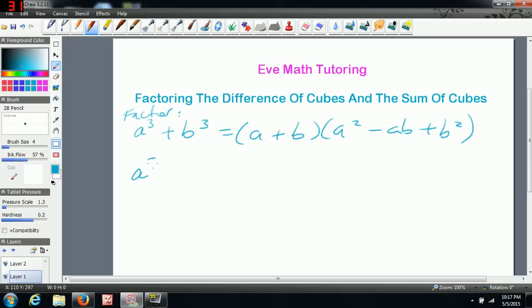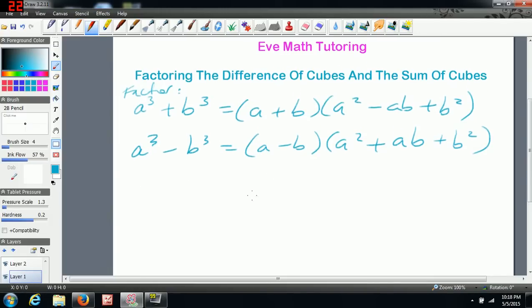So say you're given something like this. That would be factored as a minus b, a squared plus ab plus b squared. Okay, so that's the sum of cubes and that's the difference of cubes. These rules always hold in mathematics. We're going to do some examples of when you would use these rules.